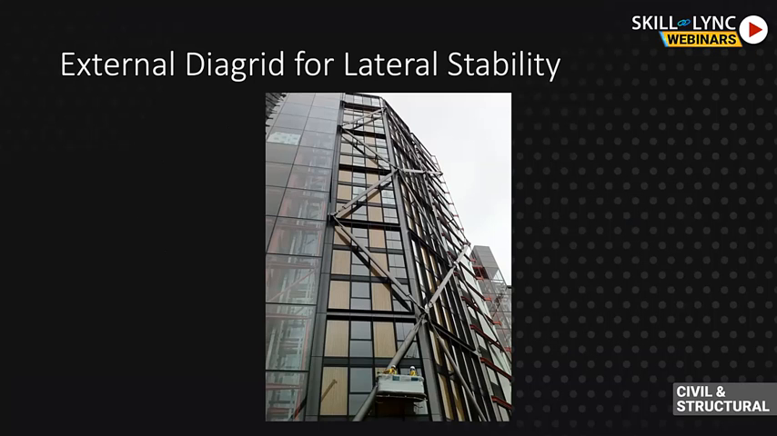So going to the next slide, this is a building located in London, United Kingdom. And you can see it relies on an external bracing Diagrid to obtain its lateral stability system. So obviously this kind of lateral stability system needs to be well coordinated with the architect, as it is visible and it has to look aesthetically pleasing.